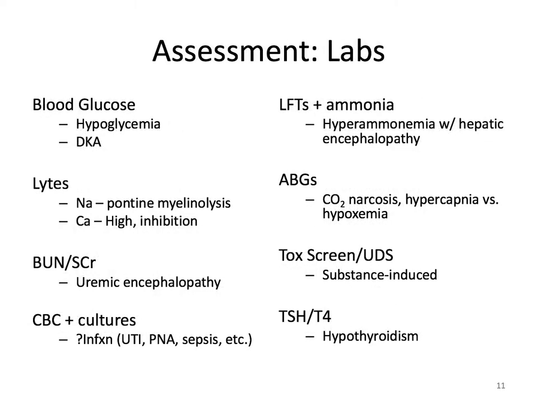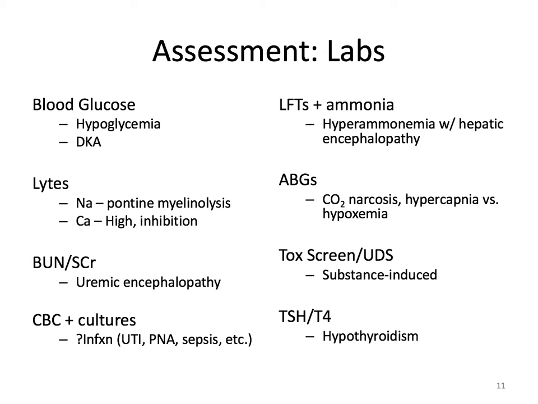Here's a little more detail with regards to the labs that may shed light on the etiology of the altered level of consciousness. Blood glucose may show you if there's underlying hypoglycemia or diabetic ketoacidosis. In terms of electrolytes, sodium can tell you whether or not there's potential for pontine myelinosis, and calcium, whenever it's high, produces an inhibitory effect, which can alter the level of consciousness. BUN and creatinine can tell you if there's a uremic encephalopathy.